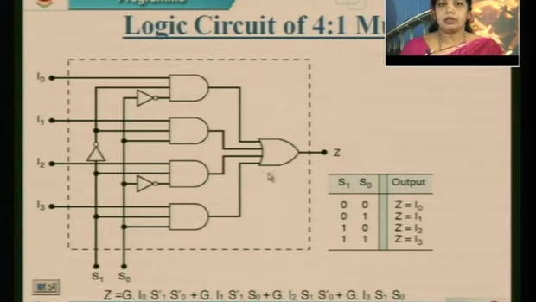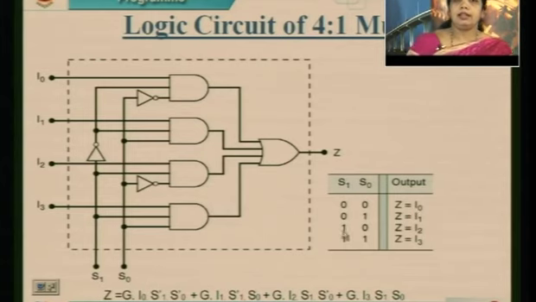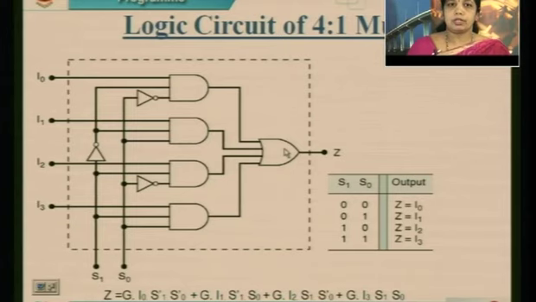I3 is not coming over here. So whenever I apply S1 S0 as 0 0, only my output will be I0. Similarly, I can redirect these inputs to the output side, based on this selection line.